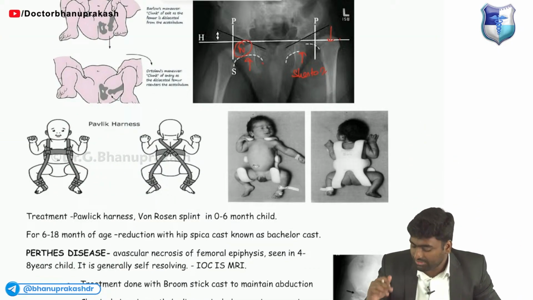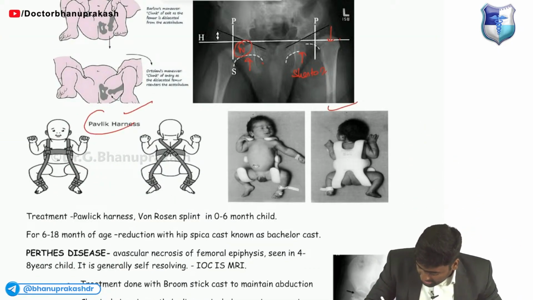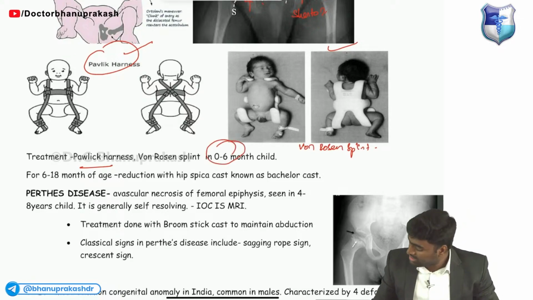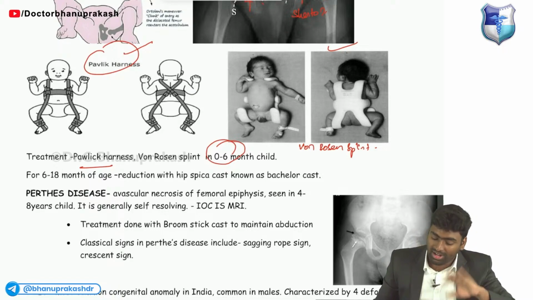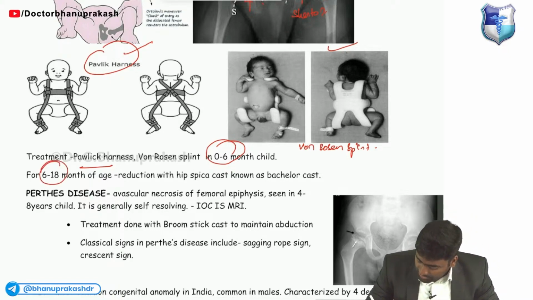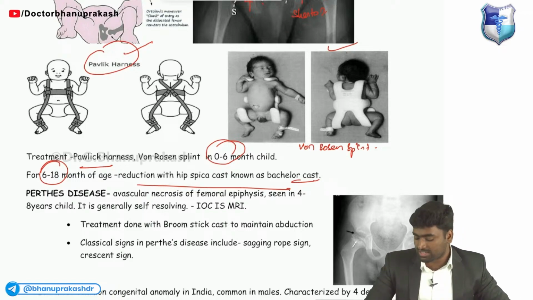For management we use two things. One is the pelvic harness, and the other is the von Rosen splint, which you use for the 0 to 6 months period. Yeah, good. Then for 6 to 18 months, we will do reduction with the hip spica, also known as the bacillus cup. Hip spica, just search this and you will get it.